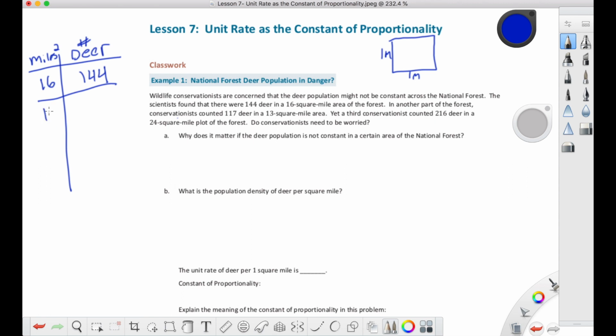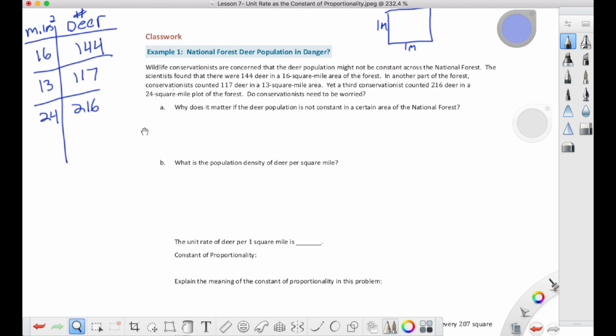In a 13 square mile area, there were 117 deer, and in yet a third, a conservationist counted 216 deer in a 24 square mile plot of forest. So where did I get these numbers from? I read the problem. The scientists found that there were 144 deer in a 16 square mile area of the forest. In another part of the forest, conservationists counted 117 deer in a 13 square mile area. Yet a third conservationist counted 216 deer in a 24 square mile plot of forest. Do the conservationists need to be worried? Well, let's figure that out, and the constant of proportionality is going to help us.